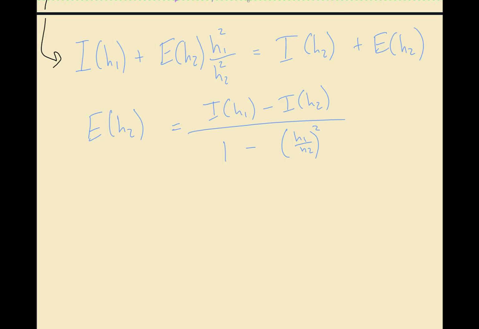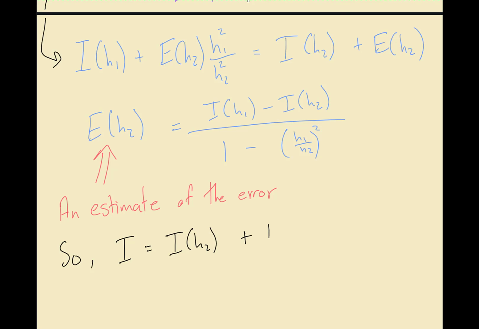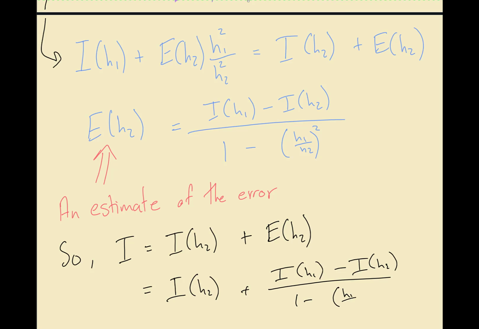Again, just to note here, this is an estimate, not the true error. So it's the estimate of the error. All right. So I equals IH2 plus EH2 now becomes IH2 plus (IH1 minus IH2) divided by (1 minus H1 over H2 squared).